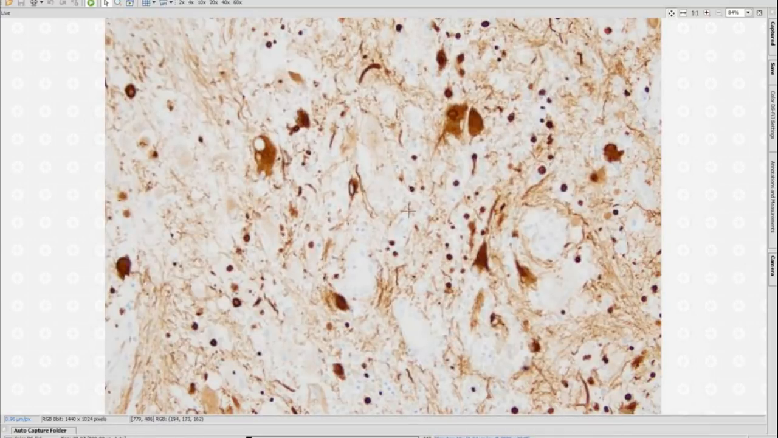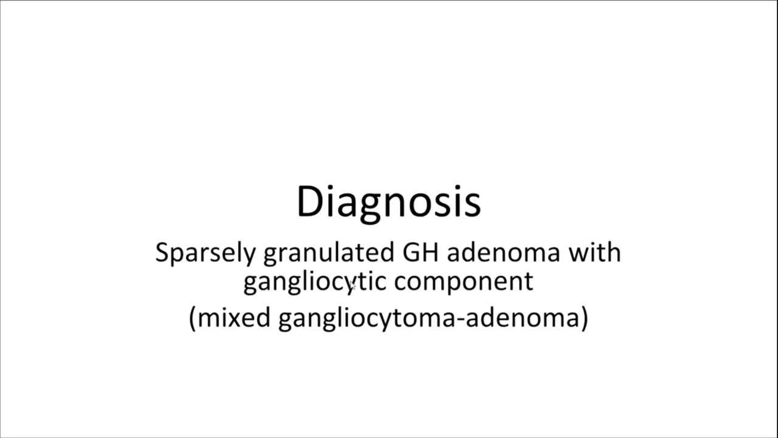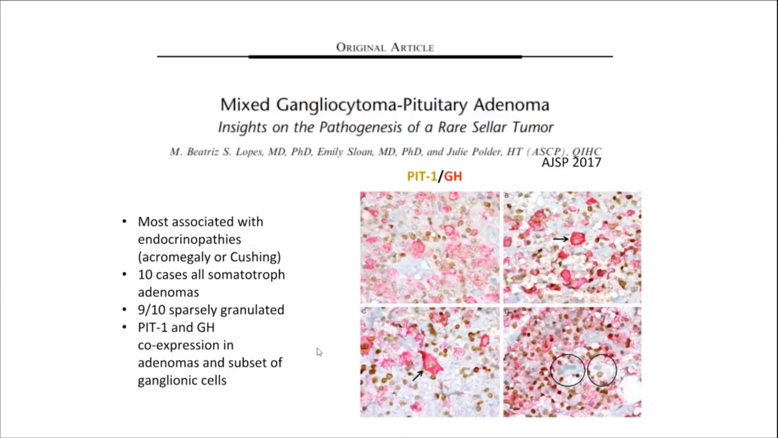So how do we explain the ganglion cells? Well, it's a gangliocytic component. This is actually recognized in the WHO, and there are publications describing this phenomenon of a mixed gangliocytoma adenoma. This is a very useful reference by Dr. Lopez and Dr. Sloan, in which they looked at 10 cases of this phenomenon, and almost all of them were somatotrophic adenomas, and almost all of them were sparsely granulated.